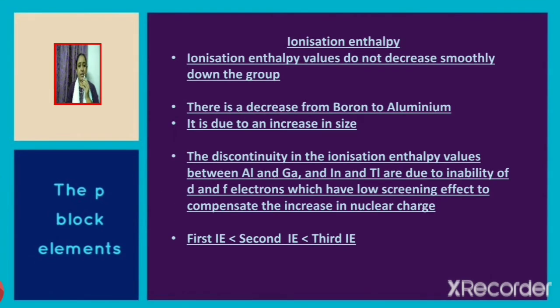Ionization enthalpy. Ionization enthalpy values do not decrease smoothly down the group. There is a decrease in ionization enthalpy as we move from boron to aluminium. It is due to an increase in atomic size. The discontinuity in the ionization enthalpy values between gallium and aluminium and indium and thallium are due to the inability of d and f electrons, which have low screening effect, to compensate the increase in nuclear charge. First ionization enthalpy is less than second ionization enthalpy, which in turn is less than third ionization enthalpy.